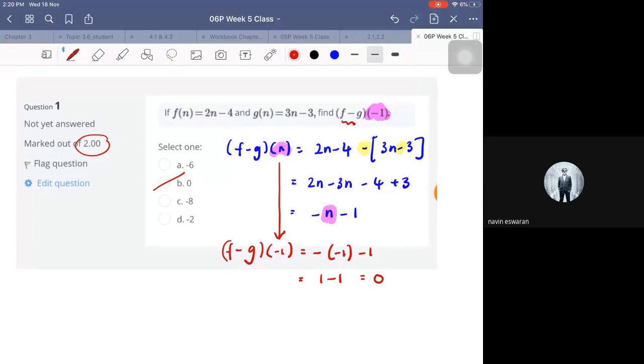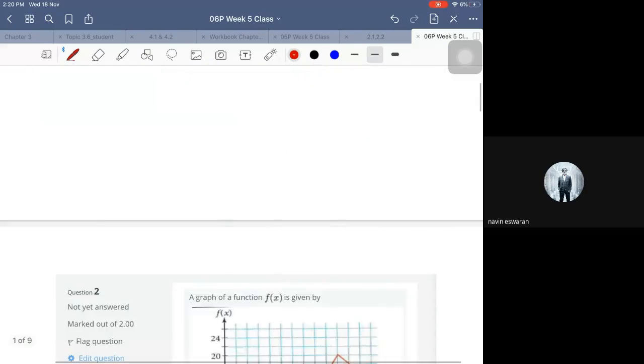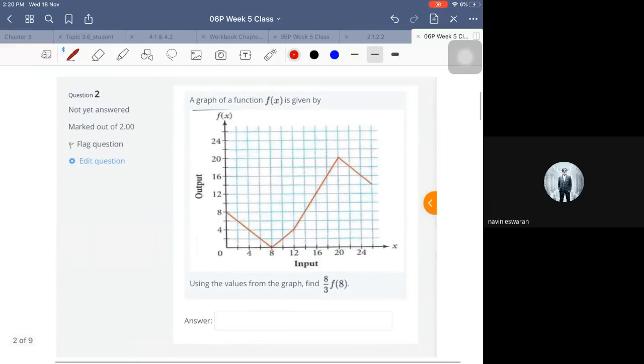Okay, so that is the first one. As I mentioned before, soalan ni dia ada banyak set. What you might get might be different from this, tapi idea dia adalah sama. Okay, this is going to be the second question.